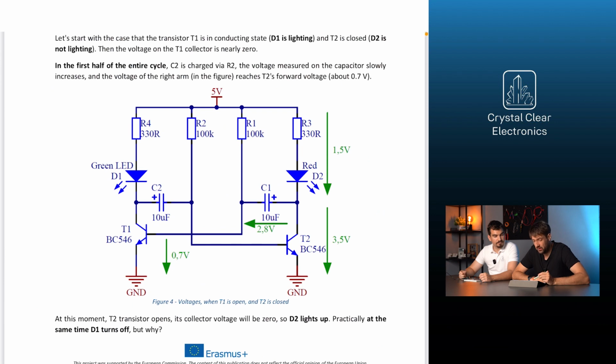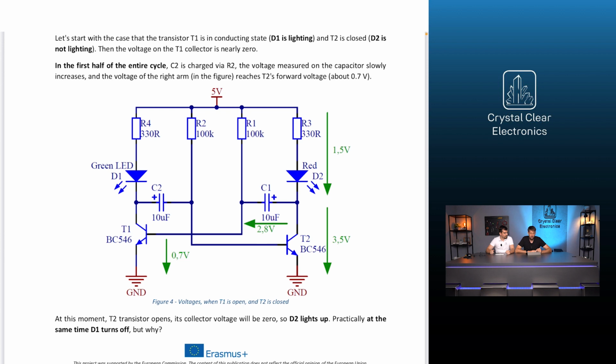Let's start with the case that the transistor T1 is in conducting state, D1 is lighting, and T2 is closed, D2 is not lighting. Then, the voltage on the T1 collector is nearly zero. In the first half of the entire cycle, C2 is charged via R2, the voltage measured on the capacitor slowly increases, and the voltage of the right arm in the figure reaches T2's forward voltage, which is about 0.7 volts.